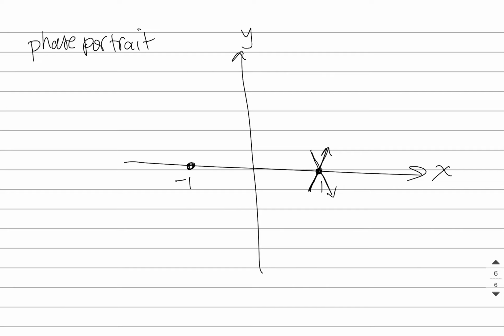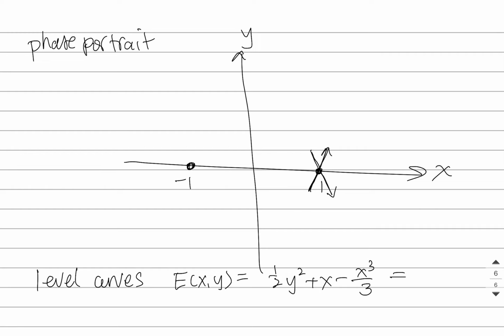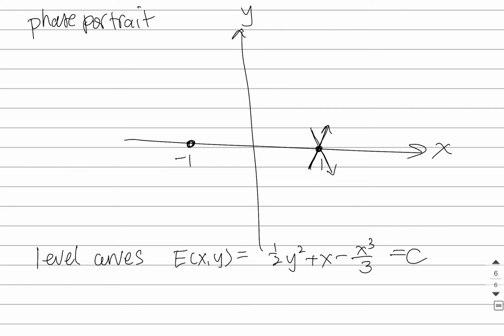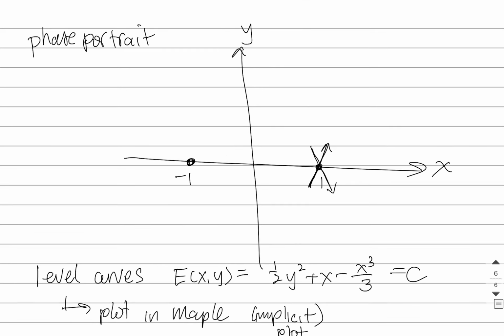Now, the level curves of this function, the energy function, which was 1/2 y squared plus x minus x cubed over 3. If we set this to be different values, we can end up plotting this in Maple. You can use the implicit plot command. And what you'll find is that there'll be a variety of things that go on. So along these eigendirections, you'll get these constant solutions, kind of like this.